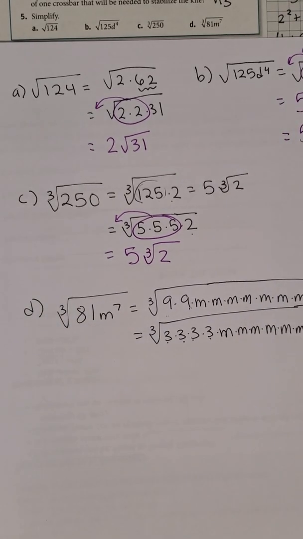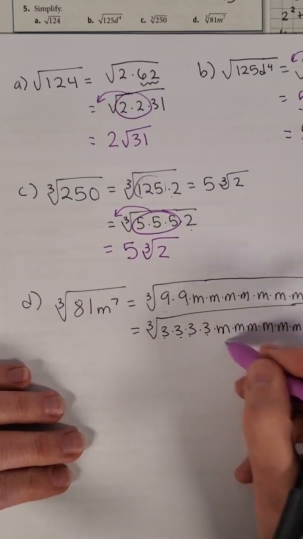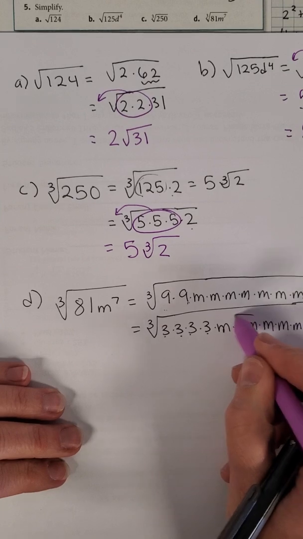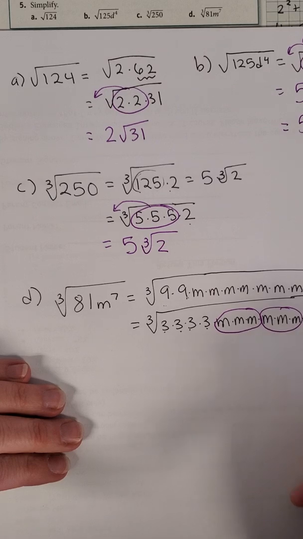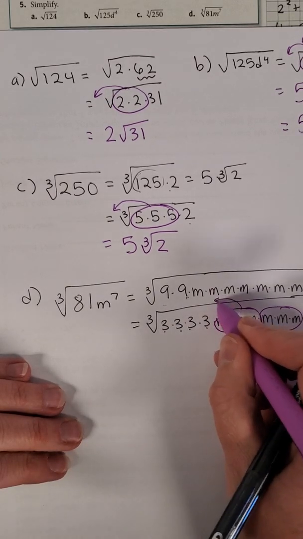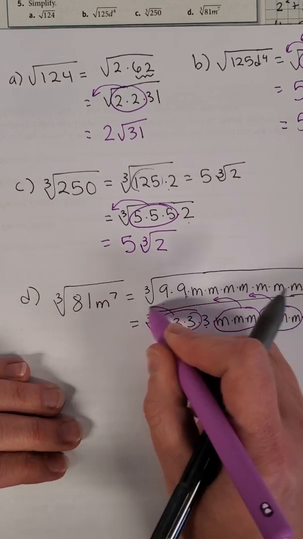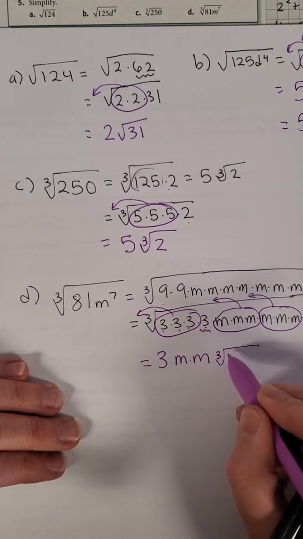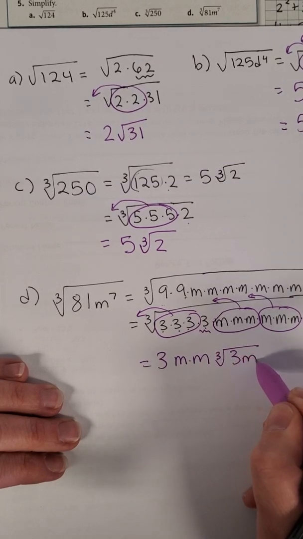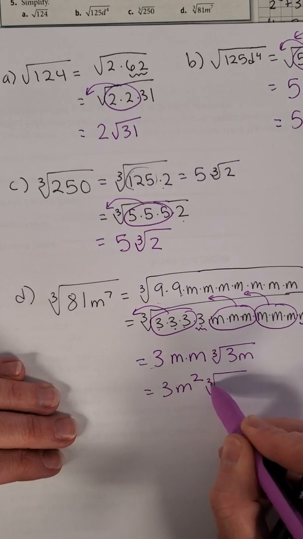I hope at this point you're starting to see some patterns happening, right? If you can picture how many sets of 3 you can take out of a set of 7, I know I can take out 2 sets of 3, and I'll have 1 left over. So I know an M will come out and another M will come out. So I'll have an M and an M. And here I will have a group of 3. So a 3 will come out. Under my radical, I'll have a 3 and an M. And then I can rewrite this as 3m to the 2nd, cube root 3m.